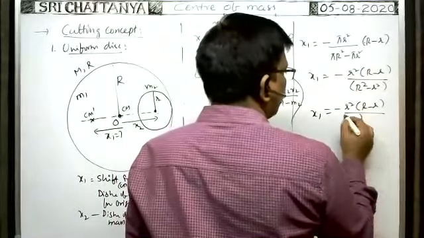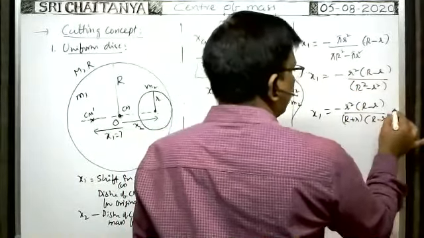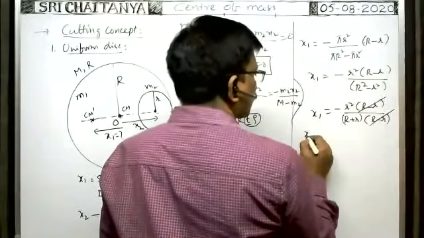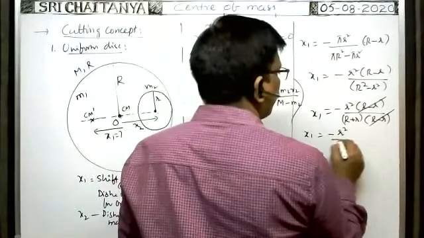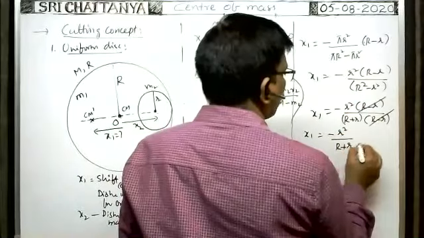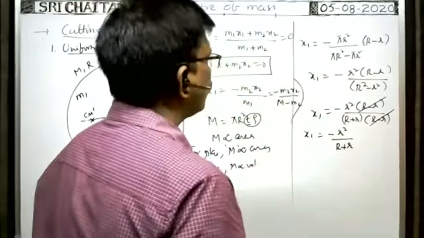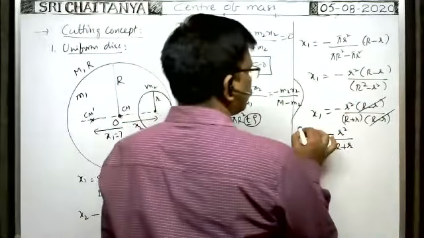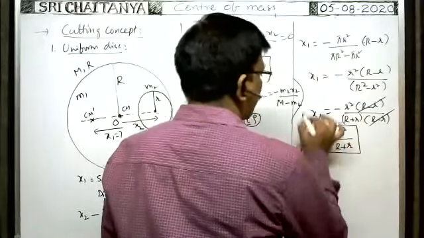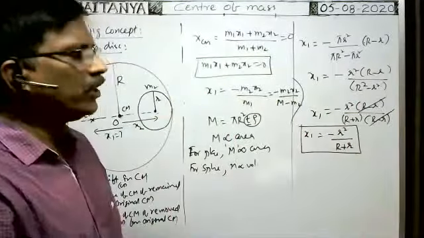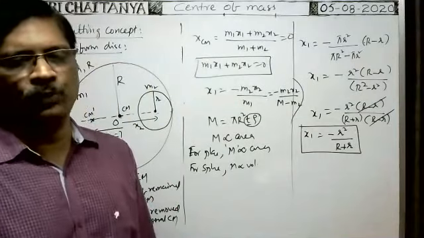అంటే a plus b into a minus b రాసుకోవచ్చు కదా, a minus b cancel. So, x1 is equal to minus r square by capital R plus small r. So, this is the shift in the center of mass. It is the shift in the center of mass. In this way we have to find.